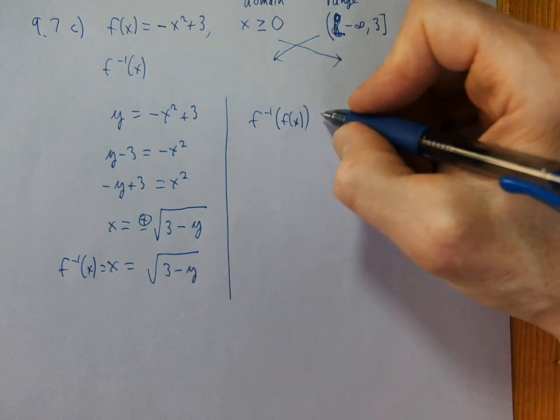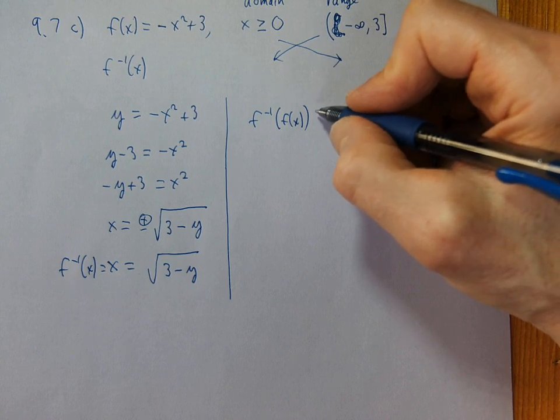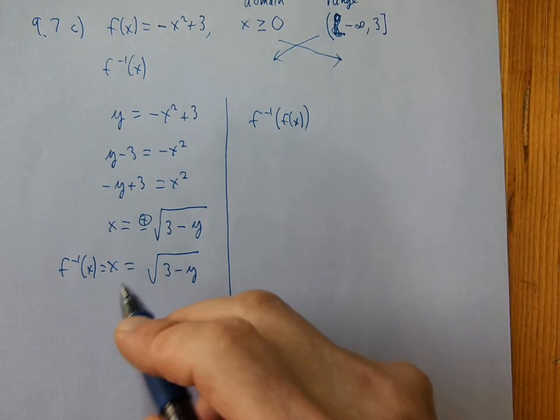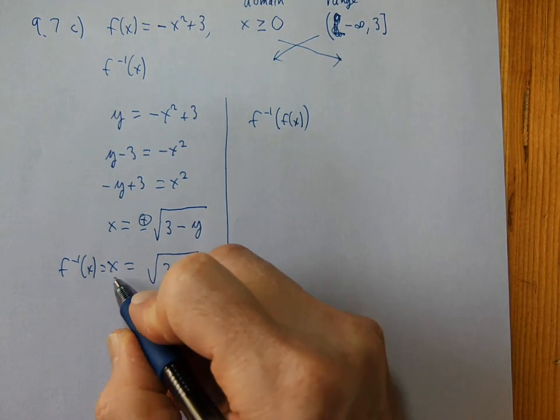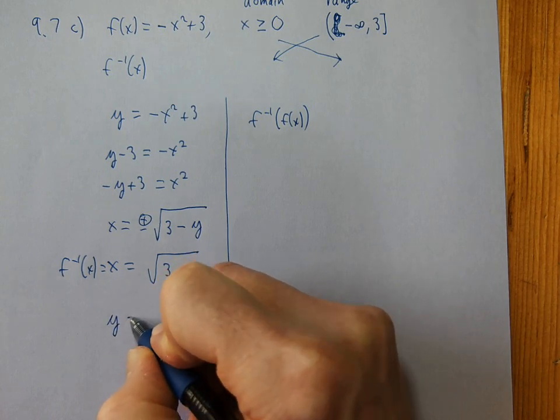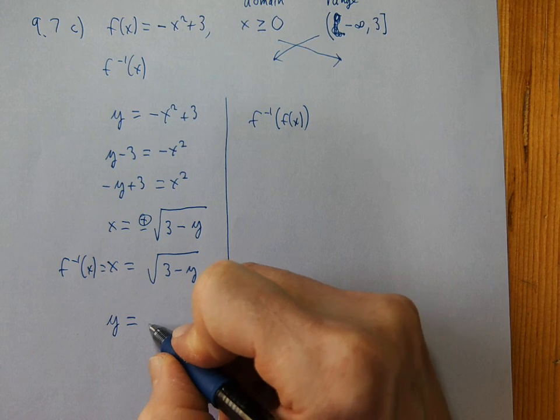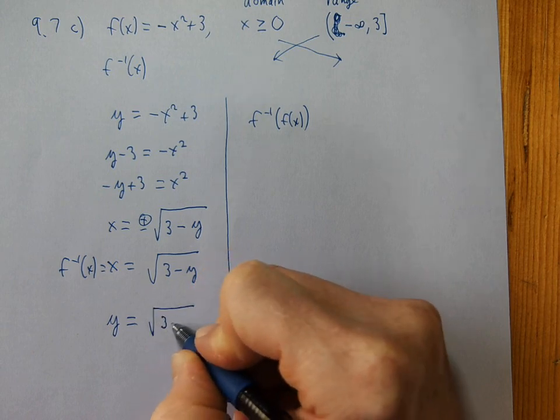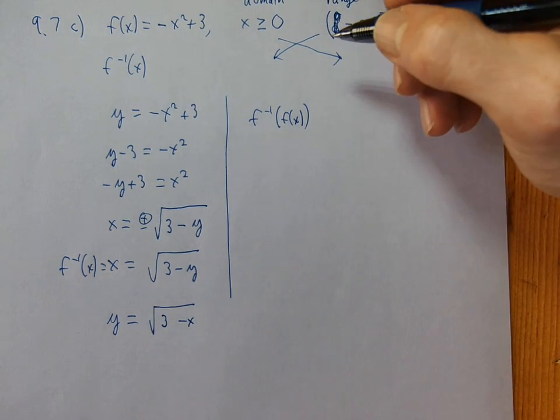So it's kind of weird that x's and y's get mixed up. A lot of times actually you would take the inverse function and call that y. So here we had it as x. So let's now, because normally we call a function y, a function of x, it would be square root of 3 minus x is our new function.